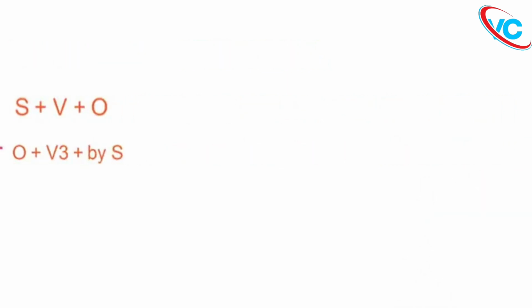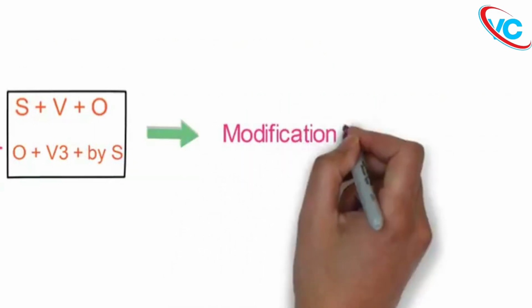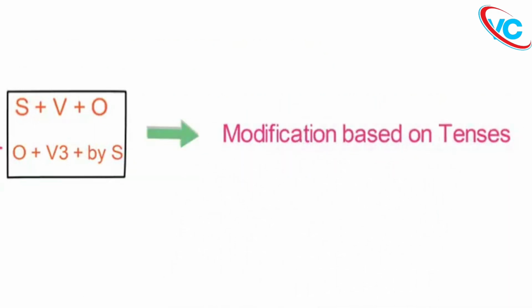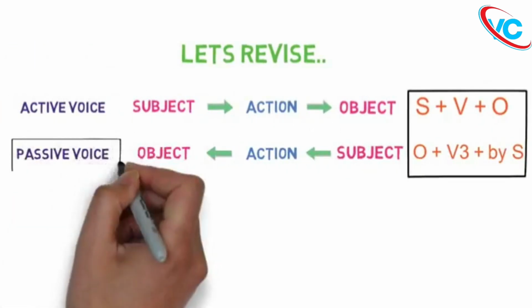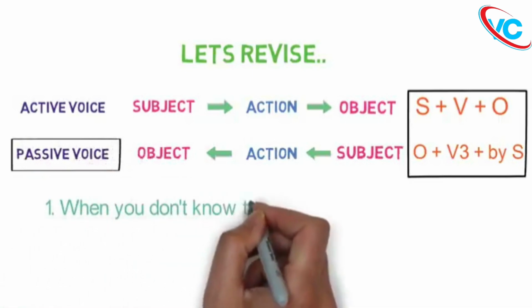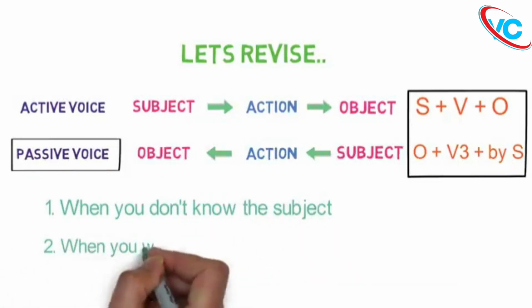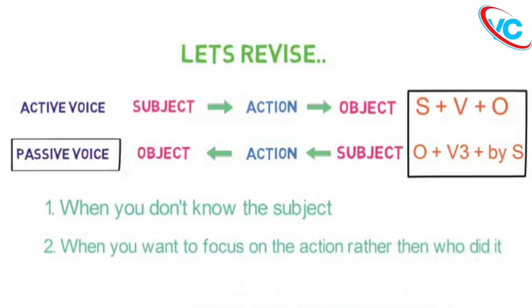Please note that these are just the general structure and modifications of the structure are based on tenses that we will be discussing in the next video. Then we discussed when to use passive voice. The two main reasons are when you don't know the subject at all, and second, when you want to focus on the action and the object rather than who did it.